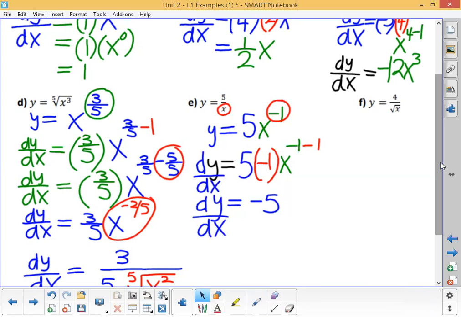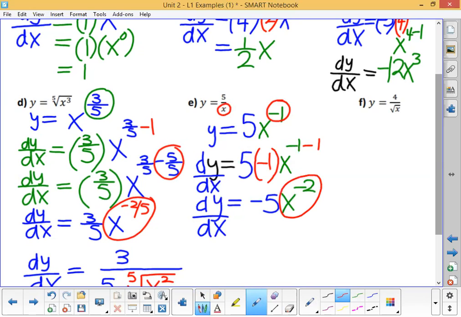So now I have x to the power of -2. I cannot keep my answer like that. I have to convert any power that has a fraction or has a negative number. I need to convert it.